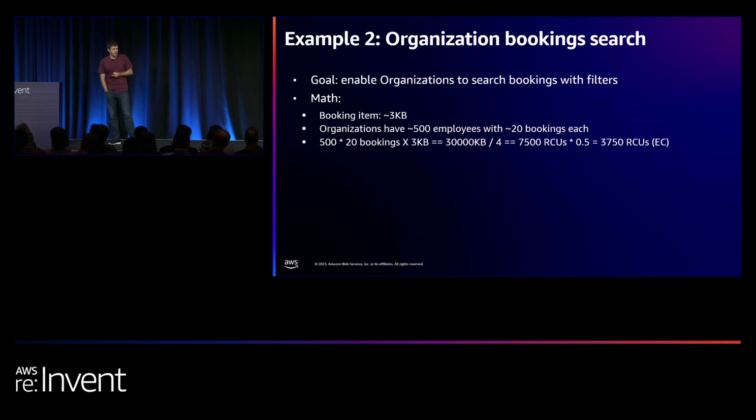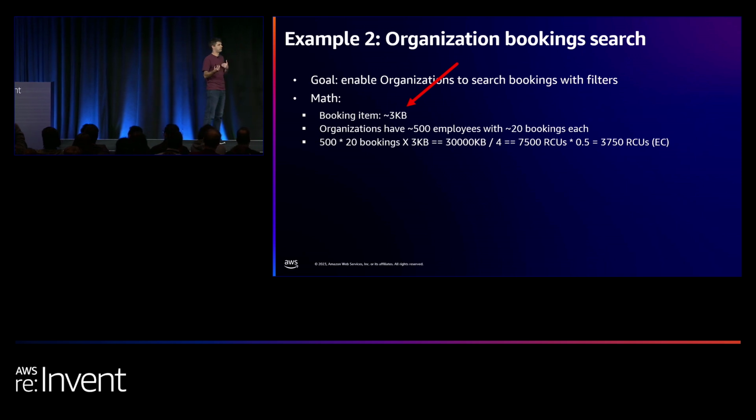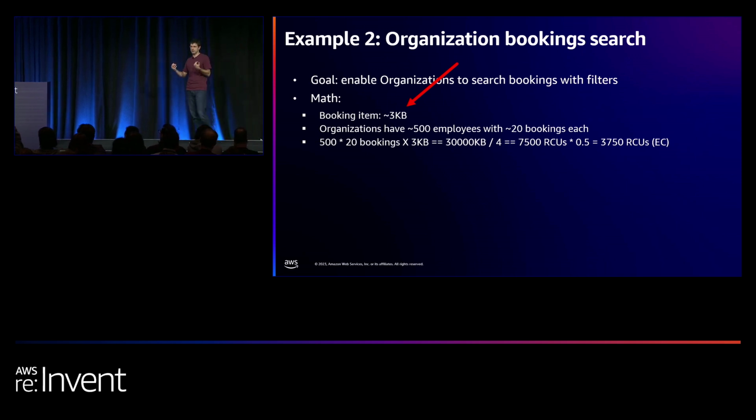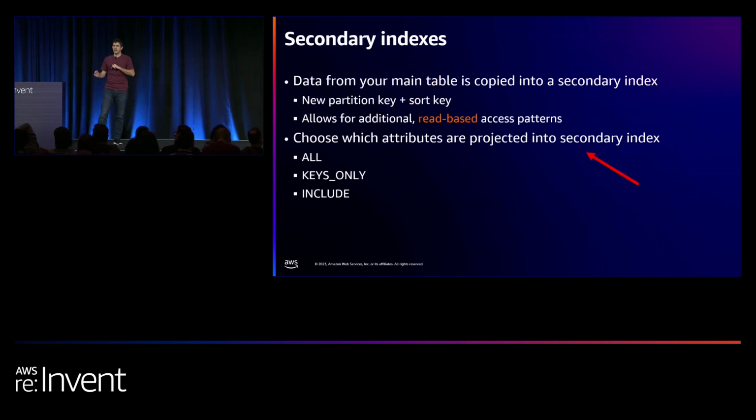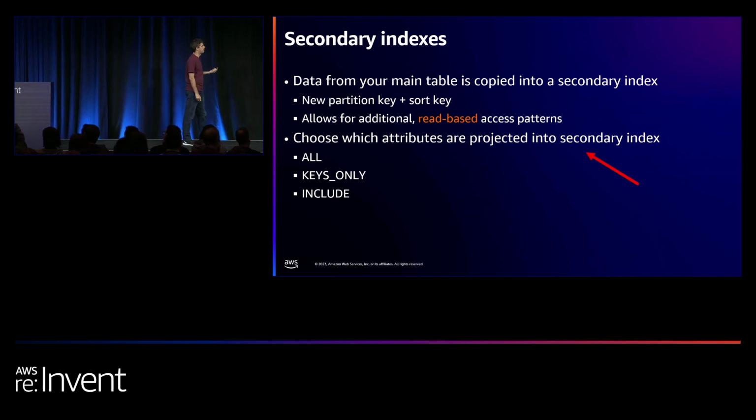One thing I would say is, again, look at that item we have. It's a 3 kilobyte item, but most of that data we're not filtering on, right? Maybe we have 5 or 10 values we want to filter on. Those are string values that are pretty small, strings or enums, very small amount of data. Remember I talked earlier about secondary indexes, right? You can choose which attributes are projected into that secondary index. And let's see why that could be beneficial for us.